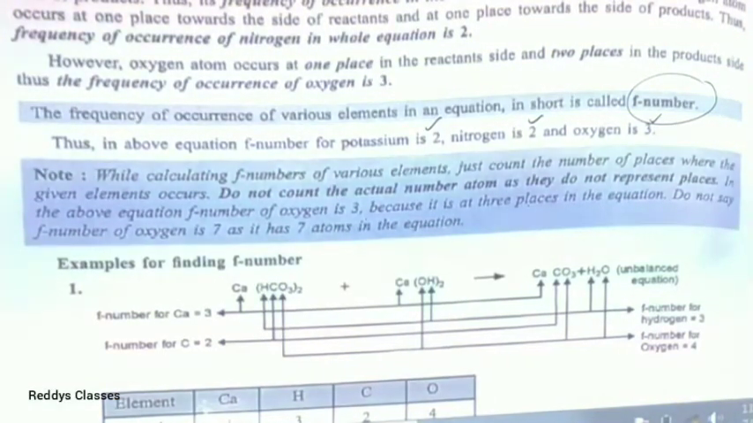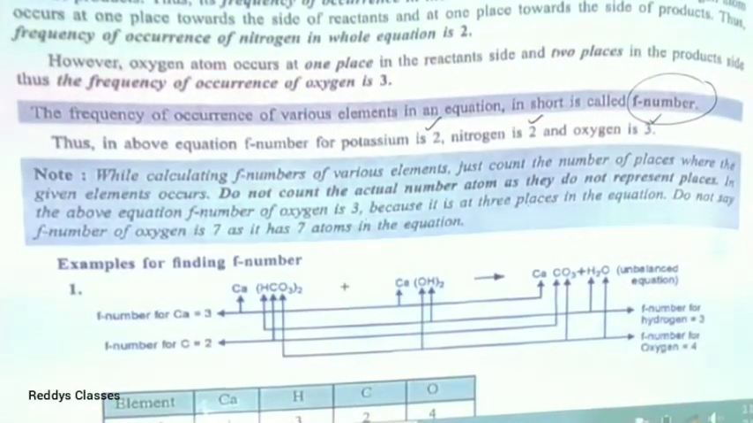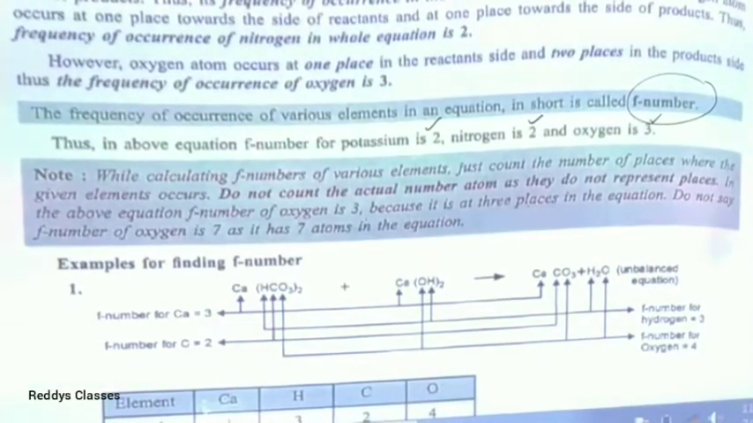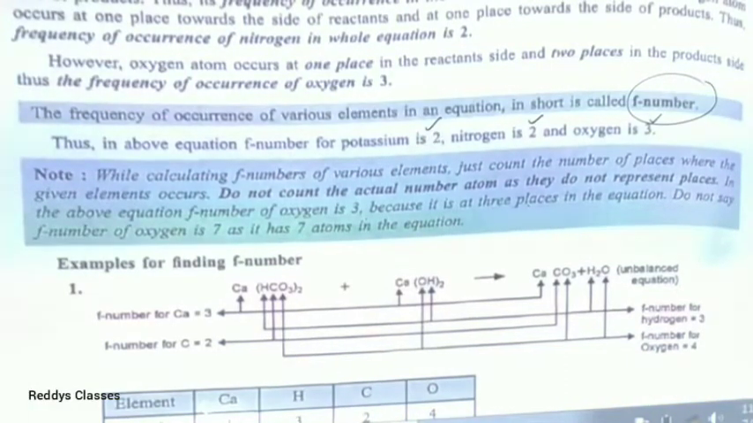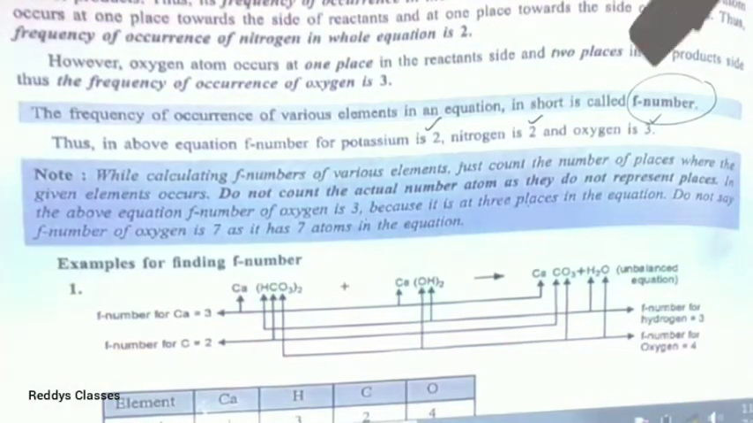Make sure while calculating the F number of various elements, just count the number of places where the given element occurs. Do not count the actual number of atoms, as they do not represent places. In the above equation, the F number of oxygen is 3 because it is at 3 places in the equation. Do not say the F number of oxygen is 7, as it has 7 atoms in the equation. We don't have to count the atoms, we just have to count the number of places where they exist.